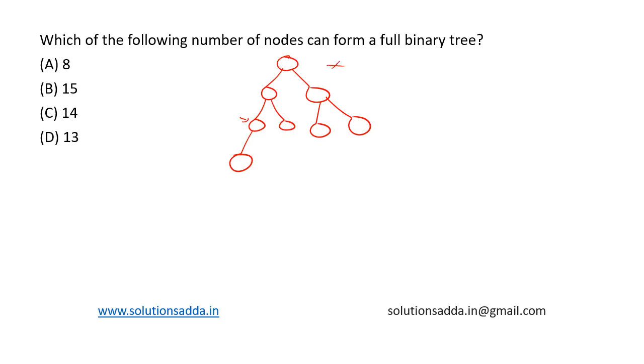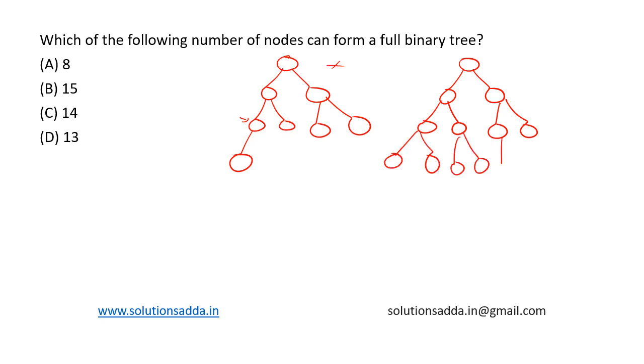Now let's see 15. We have 1, 2, 3, 4, 5, 6, 7, 8, 9, 10, 11, 12, 13, 14, 15. So based on the definition of full binary tree, this is satisfying. So based on the options, option B is the right choice. Similarly, if we check, we can see that 14 and 13 will also not form a full binary tree. So option B is the right choice.